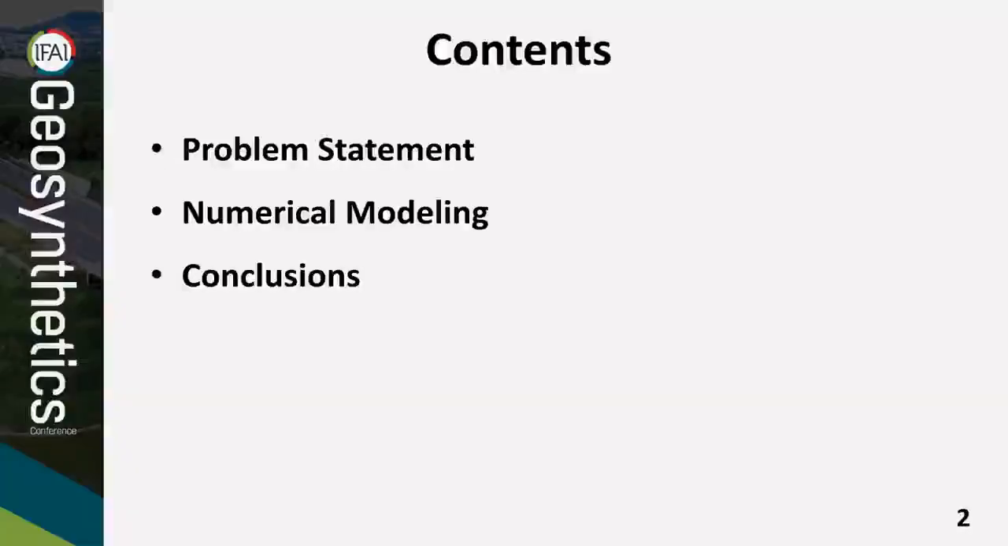For this presentation, I will have three things. First, I'm going to talk about the problem statement. What is the motivation for us to do this kind of research? And then second, I will talk about the numerical model we used, the soil properties, material properties, the dimensions of the model, the numerical cases we used in our research, and the numerical results analysis. And then the last one will be the conclusions we get from our numerical results.